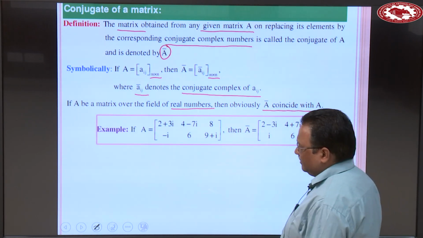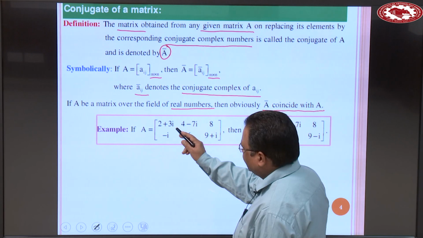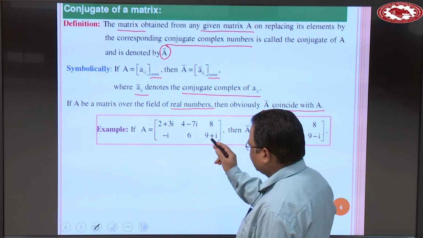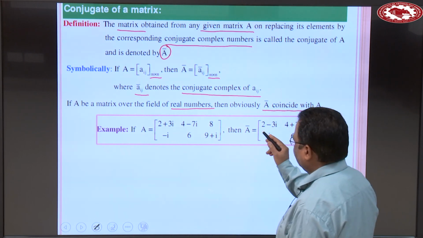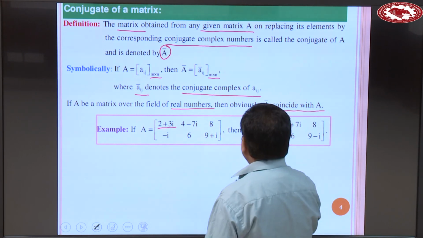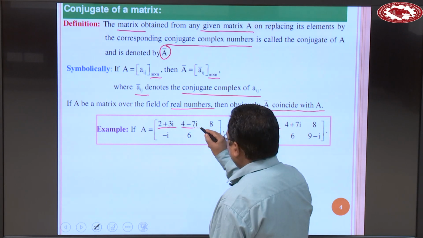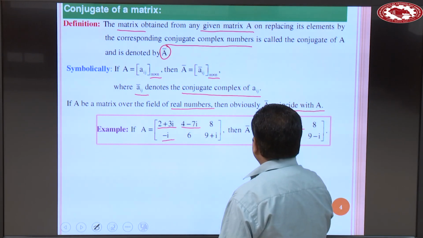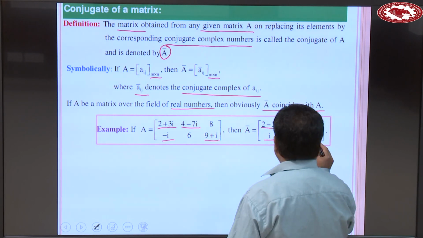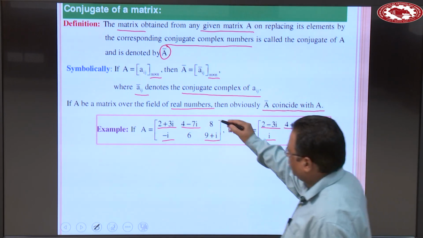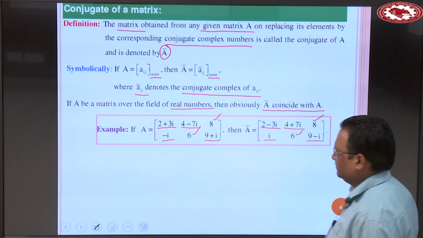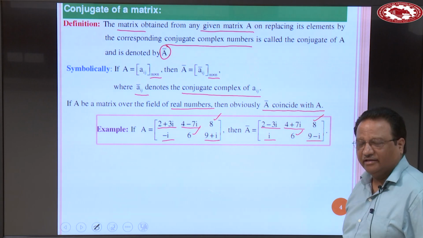Now, for example, if A is equal to 2 plus 3 iota, 4 minus 7 iota, 8 minus iota, 6, 9 plus iota, then A bar is: 2 minus 3 iota, 4 plus 7 iota, 8 plus iota, 9 minus iota, and these two numbers as they are. So in this way you can write A bar.